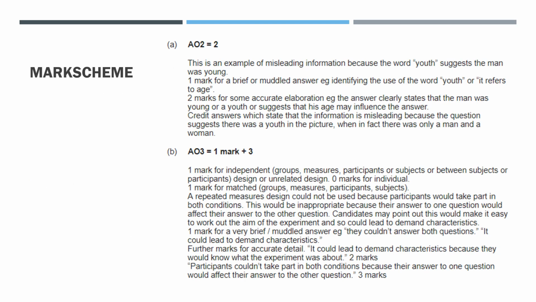So let's have a look at our mark scheme then. For A, it is AO2, which means it's all application. So you'd get 1 mark for identifying the word youth as an issue. So it refers to a younger age.